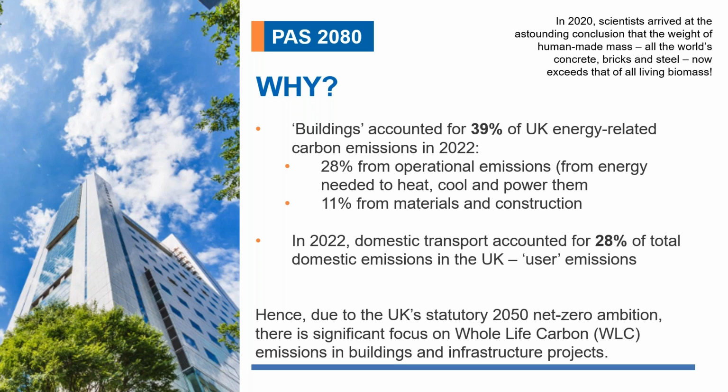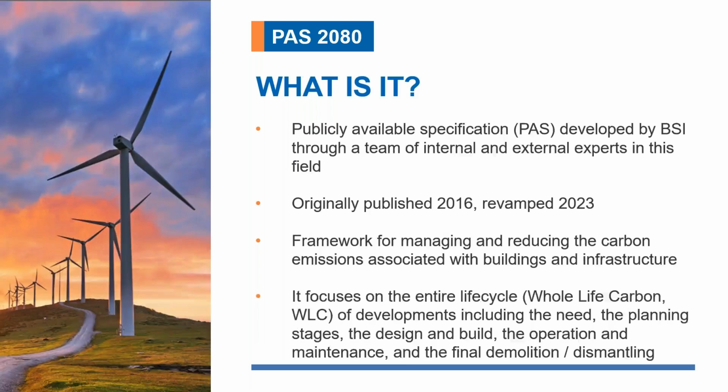And then because there's a focus currently on highways for PAS 2080, which has been driven by National Highways, the government agency, we should also think about user carbon. So domestic transport also accounts for a huge amount of greenhouse gas emissions in the UK. So combined, the contribution to the UK's greenhouse gas emissions is really quite significant, and that's why there's a need to consider whole life carbon in buildings and infrastructure, and that's why PAS 2080 exists.